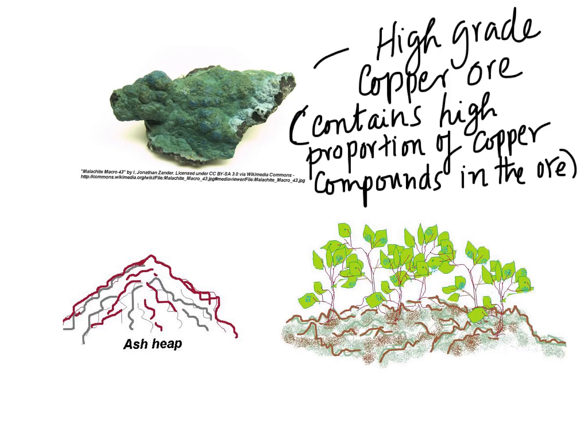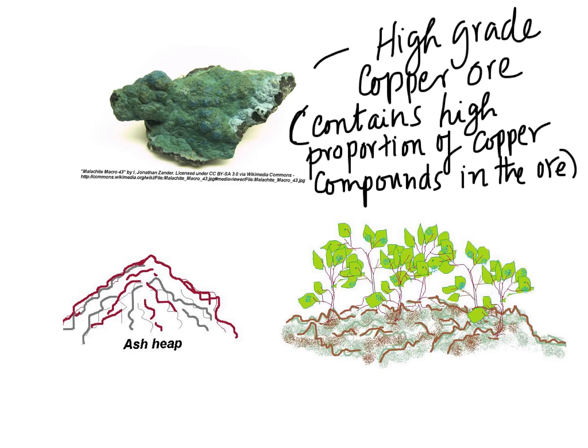In this lesson, we are going to be looking at mainly how copper is extracted from low-grade ores, which means it contains a very small proportion of copper compounds in the ore. Now, in the previous lessons, we have looked at how copper can be extracted from copper ores which are high-grade. High-grade copper ores contain a high proportion of copper compounds in the ore.